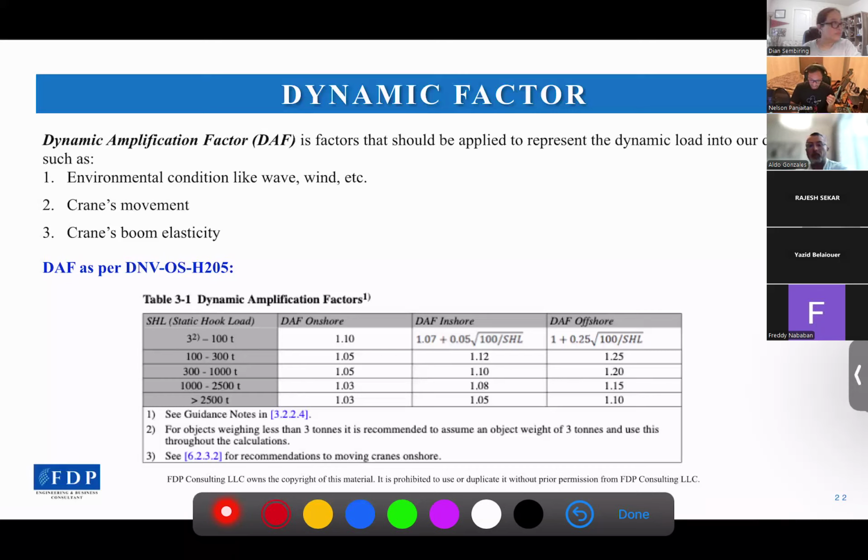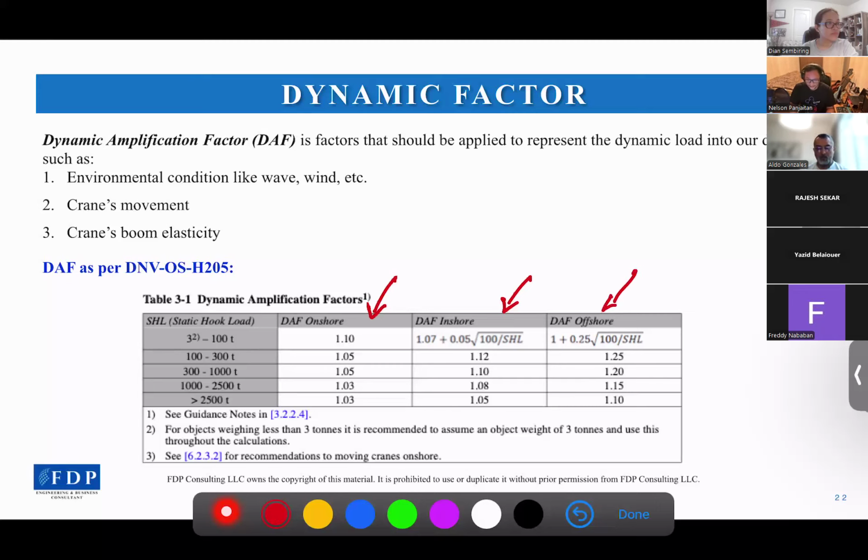Table 3-1. If you want to do lifting onshore, like a fabrication yard and construction sites, for example, in condition the crane is not moving, you can use the first column in the table here. But if you want to do lifting on the water, you can choose dynamic factor in table 2 and 3.